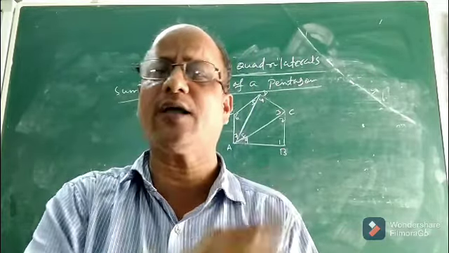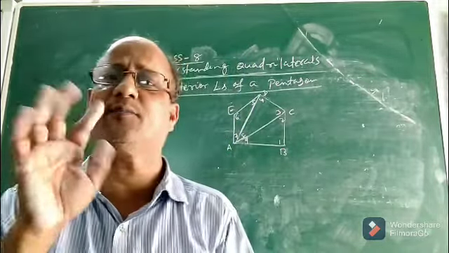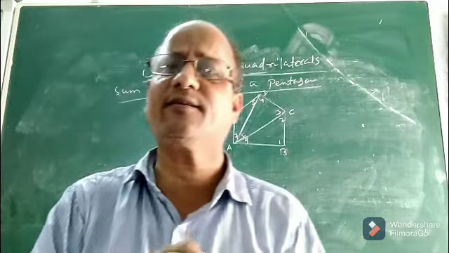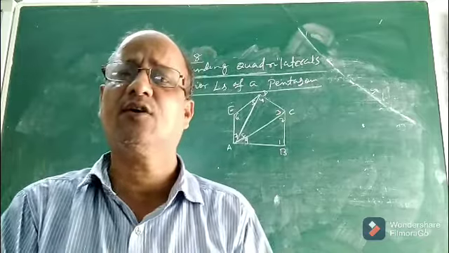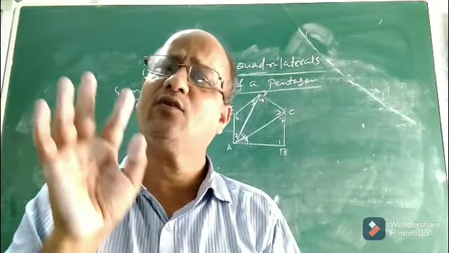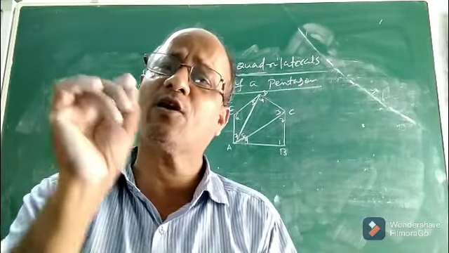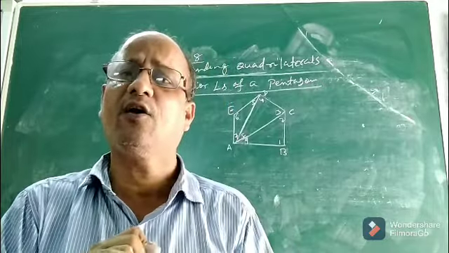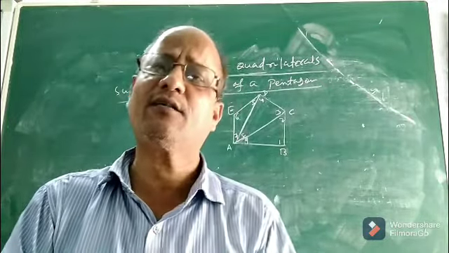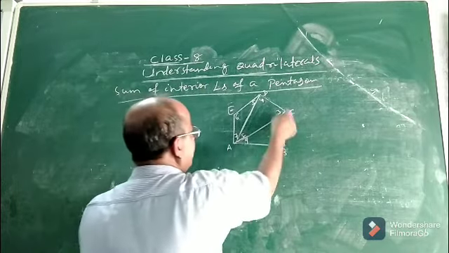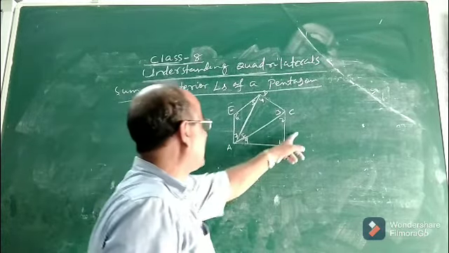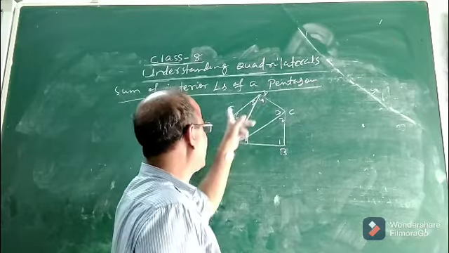Pentagon, as we discussed earlier, means it is a polygon closed by 5 line segments or 5 sides. Now as it is closed by 5 sides, it will have 5 interior angles. Then what will be the sum of the 5 interior angles of a pentagon? Let us find out. See children, I have taken one pentagon, say A, B, C, D, E. So there are 5 sides, side 1, side 2, side 3, side 4, side 5.